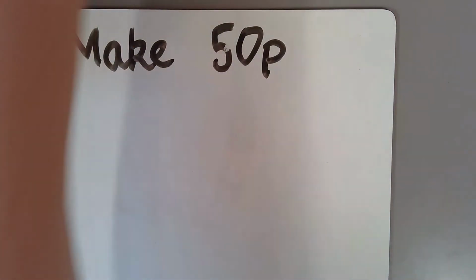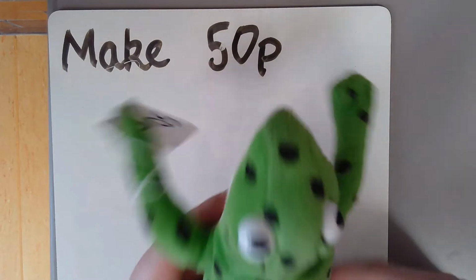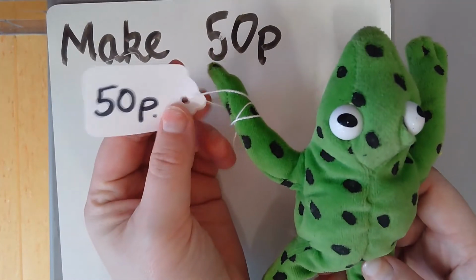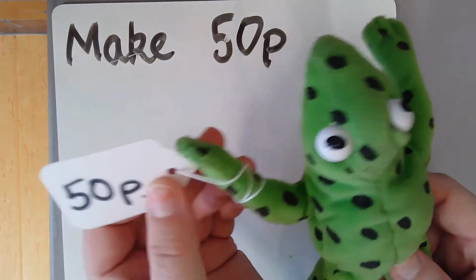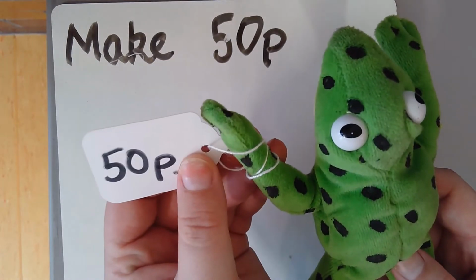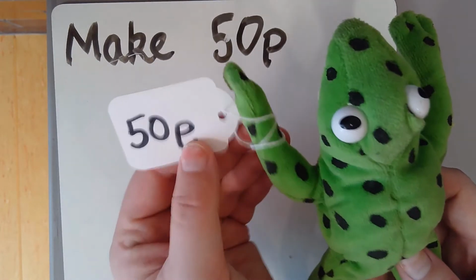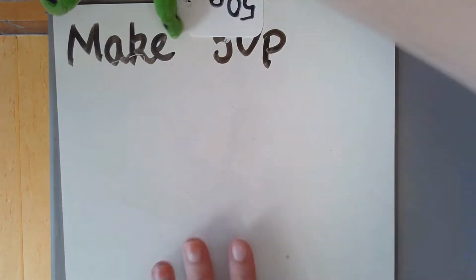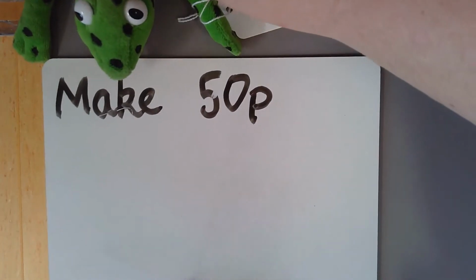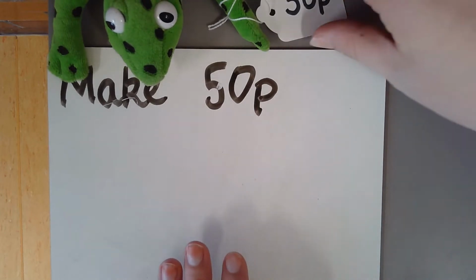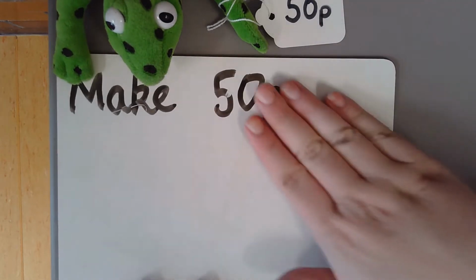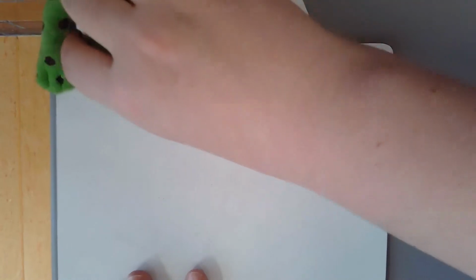Good morning, children. Today I've got Fred the Frog here with me, and he costs 50p. And I want to try and work out how many different ways I can make 50p using coins. So I've got Fred, he's going to sit here and watch us. He'll just be at the corner of our screen watching us. And he costs 50p. So I need to work out how many different ways I can make 50p.